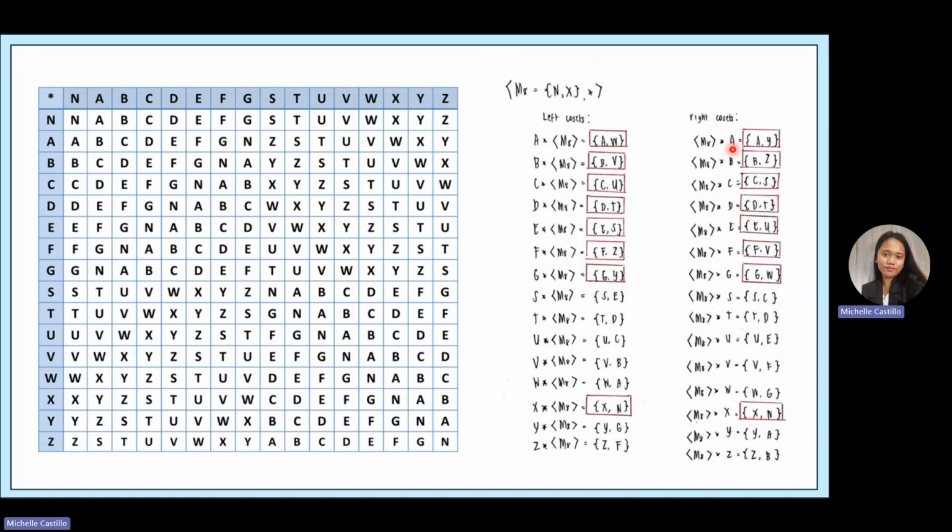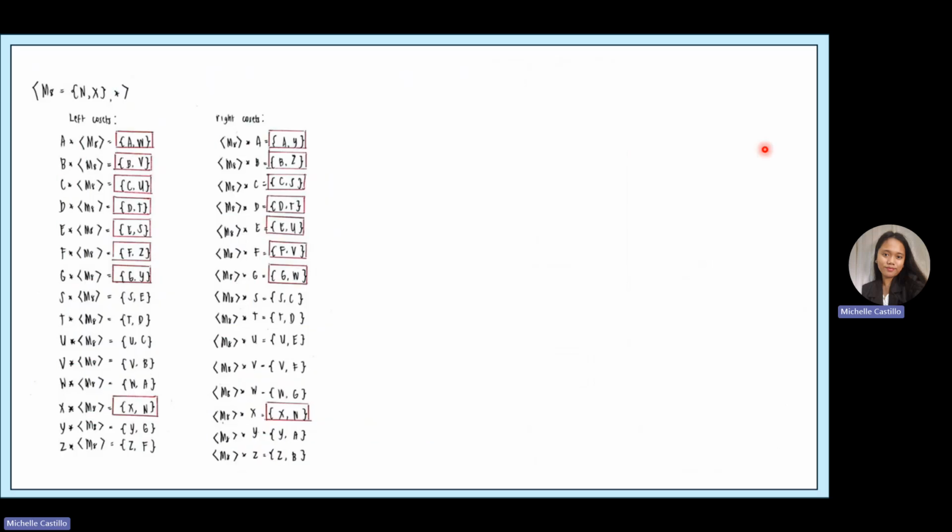For its right coset, we have N star A is equal to A, then X star A is equal to Y. That's why M sub 8 star A is equal to A and Y. So when we continue this process, we will get these left and right cosets. For the left cosets, we have A, W, B, V, C, U, D, T, E, S, F, Z, G, Y, and X and N.